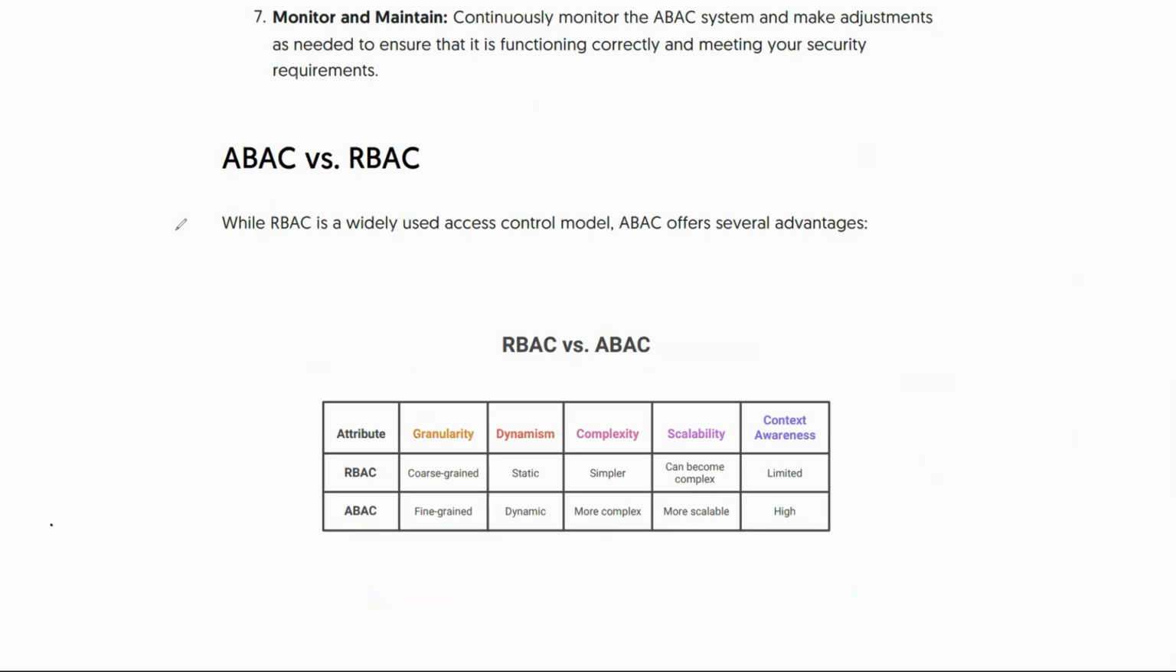While RBAC is widely used, ABAC offers several advantages. First, on granularity, RBAC is coarse grained and ABAC is fine grained. You can go to any level, flexibility is high. Dynamism: static versus dynamic. Complexity: simple versus more complex. Yes, but once you have solved the complex problem, your life becomes easy, because then you'll be able to scale up more. The context awareness is high, the granularity is high, and dynamism is high.